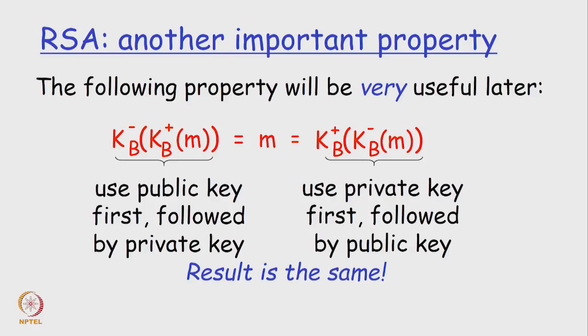Whatever you see on the left hand side is using the public key first followed by the private key, so KB plus of M followed by KB minus. On the other hand, use the private key first, KB minus of M, followed by the public key. The result is the same in the case of RSA. If your K is governed by RSA, then applying plus or minus first gives the same result. This is an interesting property that we will use later also.